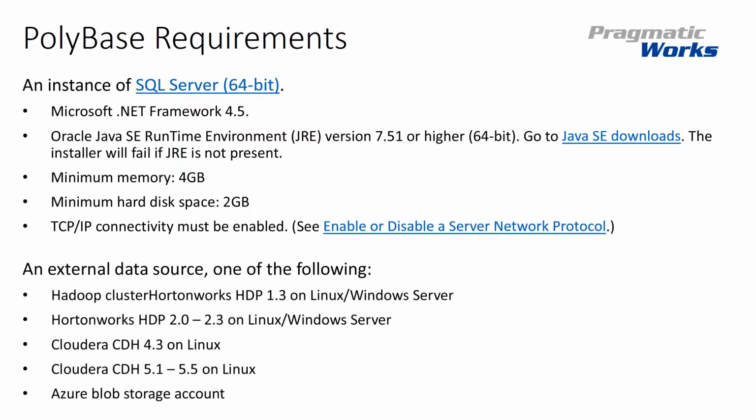Now, this is all the different versions that it currently allows. So you can use Hadoop cluster Hortonworks, HTTP 1.3, Hortonworks 2.0 to 2.3. I think 2.3 is the latest. Cloudera, which I think is considered probably the best Hadoop implementation out there, you've got 4.3, and then 5.1 to 5.5, and then last but not least, you've got blob storage. Now, of all of these, blob storage performs the worst, and obviously something like Cloudera would probably perform the best. And I actually missed an important one, but there is HDInsight in there too.